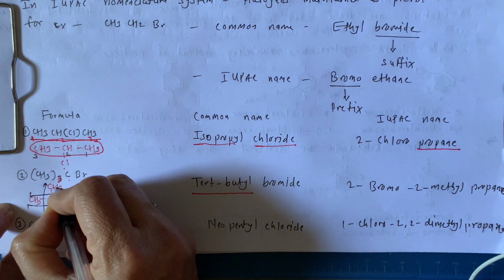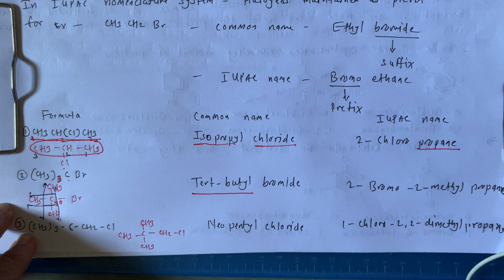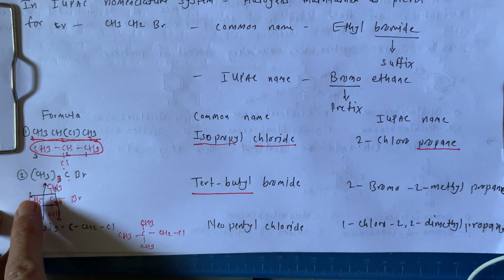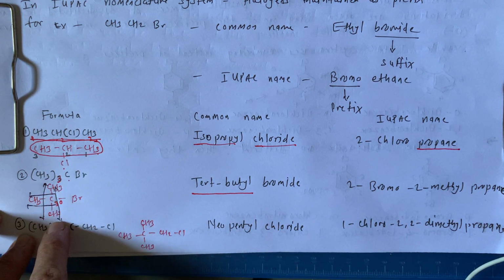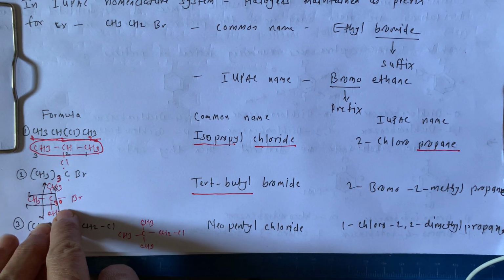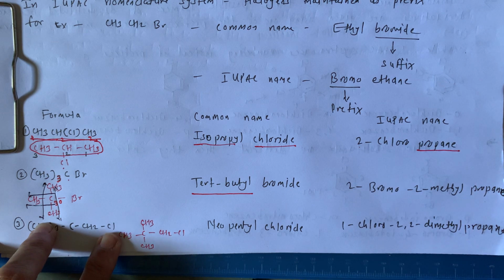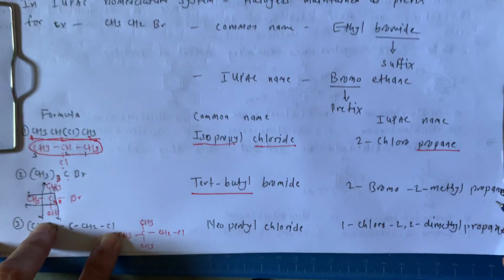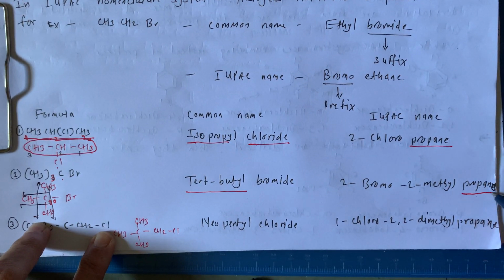Is that clear? And in every chain there are how many carbons? 1, 2, 3. Which means, what is the parent hydrocarbon? Parent hydrocarbon is again propane. Okay, so you wrote over here propane.